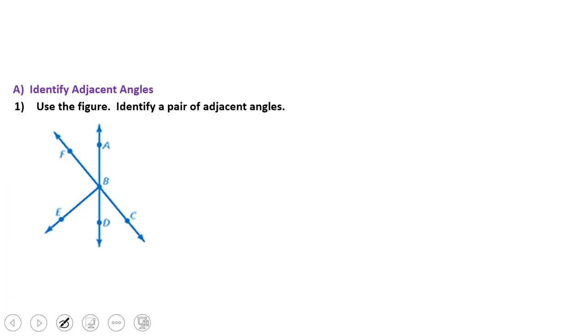But what am I going to do? I am going to highlight the vertex because I know adjacent angles share a vertex. And then I'm going to highlight a side. Let's highlight this side right here. So what do I want? I want the angle that's on the one side, and I want the angle that's on the other side. Okay? So I have angle FBA, and I have angle ABC.